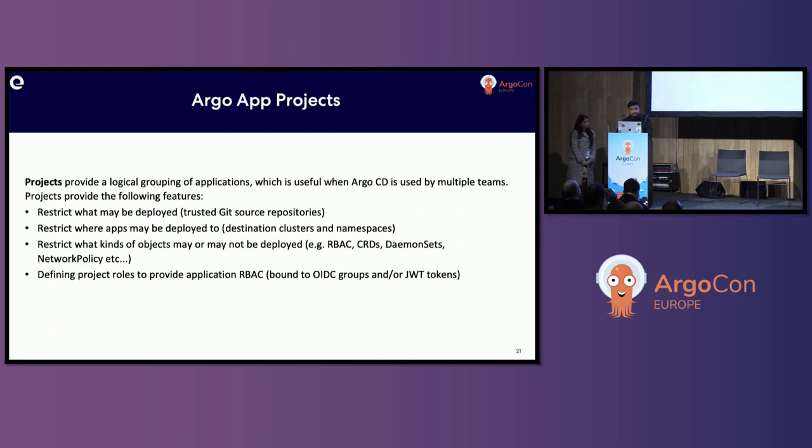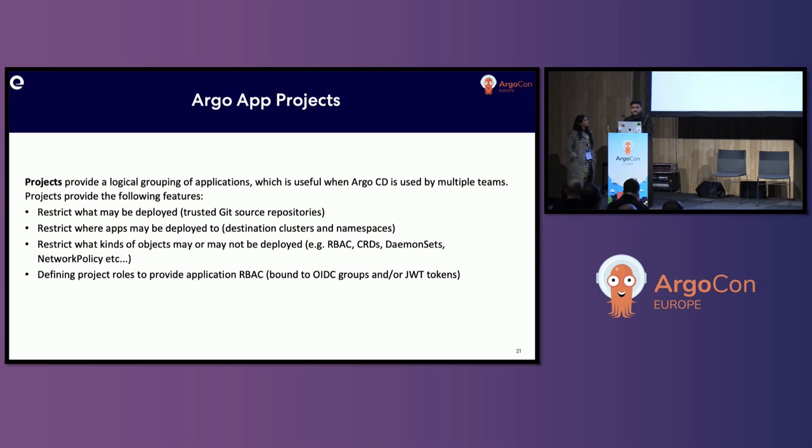So now we will talk about the projects. I have already told, with projects, we can isolate all the applications within Argo, and we can set certain restrictions and permissions which will be applicable to the applications which are part of this project. Argo projects provide other features, like we can restrict what can be deployed within target clusters.